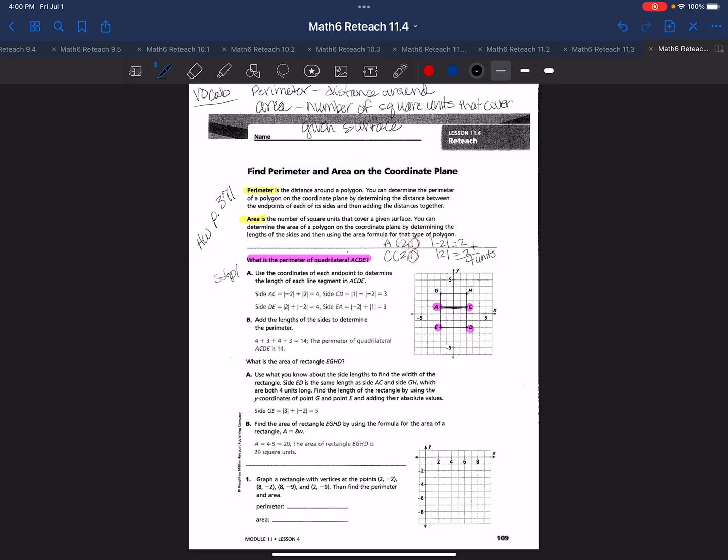Now remember, we add them together if the points are in different quadrants. This is quadrant 1, 2, 3, and 4. And what we see here is A and C, and they're in different quadrants. Because here's your number line. Your vertical number line is your y-axis. Your horizontal number line is your x-axis.